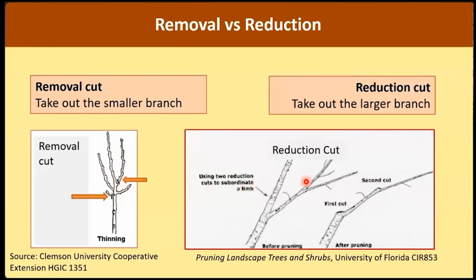In a reduction cut, let's look at this example closer. We have two branches that come together here, and we want to remove the portion that's upright and stronger by making a cut right here. And we can repeat that cut further up the branch here. With these two reduction cuts, we're taking out the larger of the two, leaving the smaller one. Reduction cuts are most successful if the remaining branch is roughly 1/2 to 1/3 the diameter of the one that's removed. The purpose of a reduction cut is to slow the growth of the remaining branch.